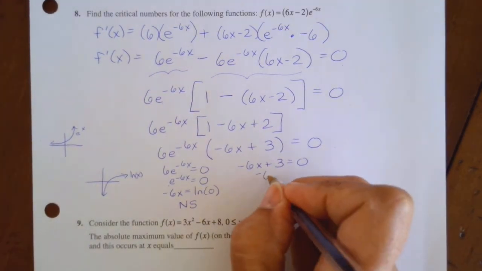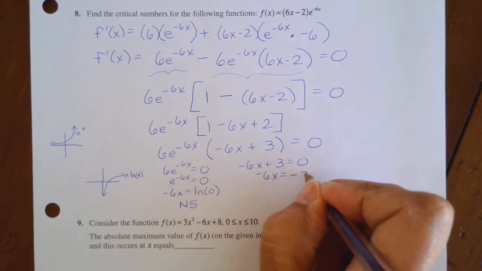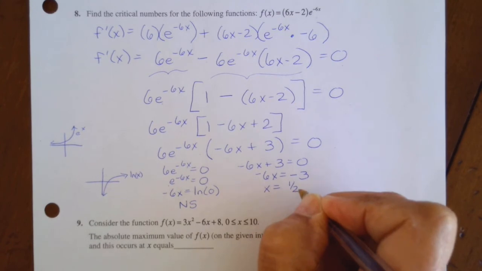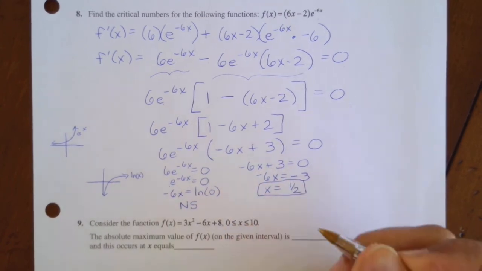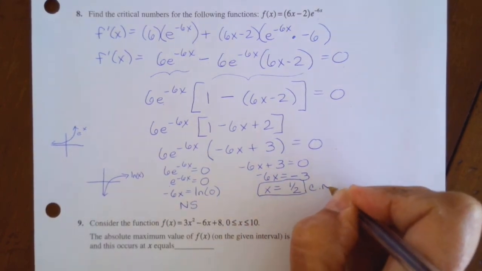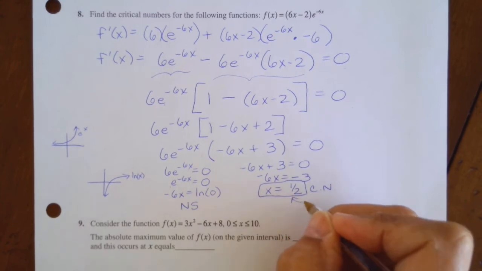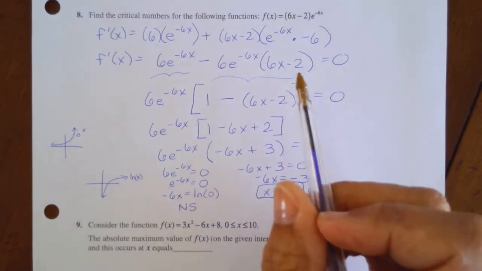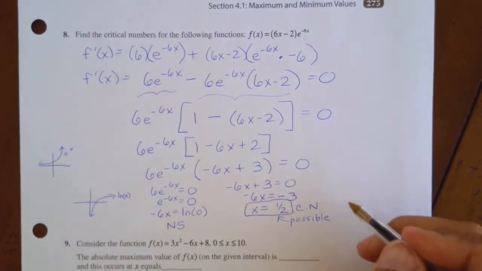So we're going to solve that, move the 3 over to the other side, divide by negative 6. So that's going to give us a positive 1/2. So this is your critical number. Now remember, that's a possible max or min, right? Don't know what it is because I have no idea what this function looks like.